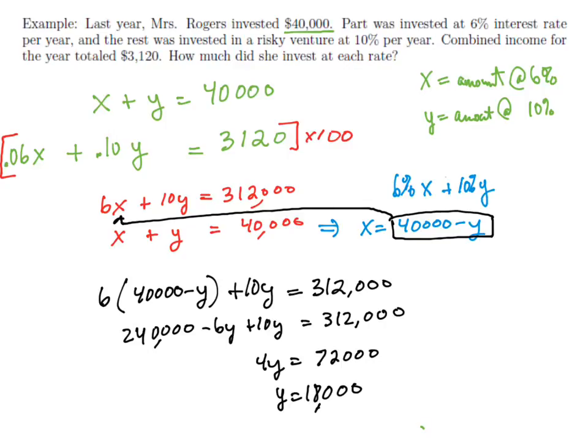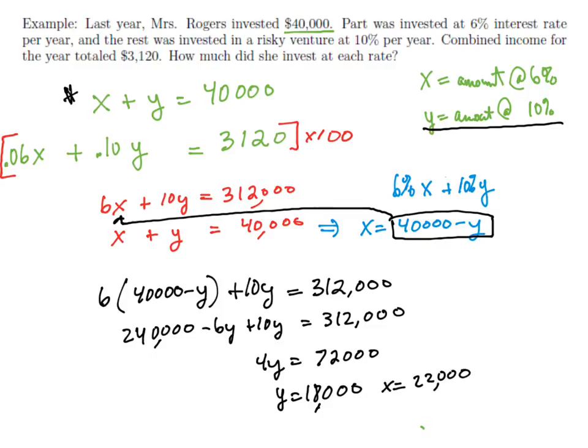So what this means is $18,000 was the amount that was invested at 10%. And then to solve for the amount that was invested at 6%, well, if we just think back to our first equation, we know that x plus y is equal to $40,000. So this would tell us that x is 40,000 minus 18,000, which would be 22,000.